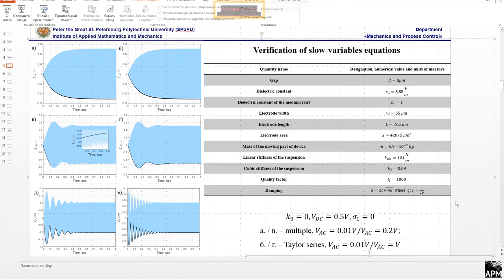When integrating numerically, it is necessary to set certain numerical values for all parameters. These parameter values are presented in the table on the slide. On the left, you can see verification results. On this graph, we can see that the amplitude obtained by the small variables equation is smaller than in the original equation. At this voltage, which ensures displacements equal to 1/3 of the gap, the error does not exceed 3%, and it is concluded that both methods can be applied in future.